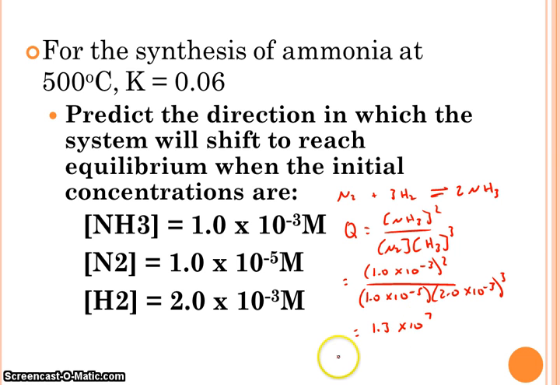That's a huge number. That means that K is much smaller than Q. We're not at equilibrium. We want to decrease Q to get to equilibrium, which means we want to decrease product and increase reactant. So our system is going to have to shift towards the reactant side or towards the left to establish equilibrium.